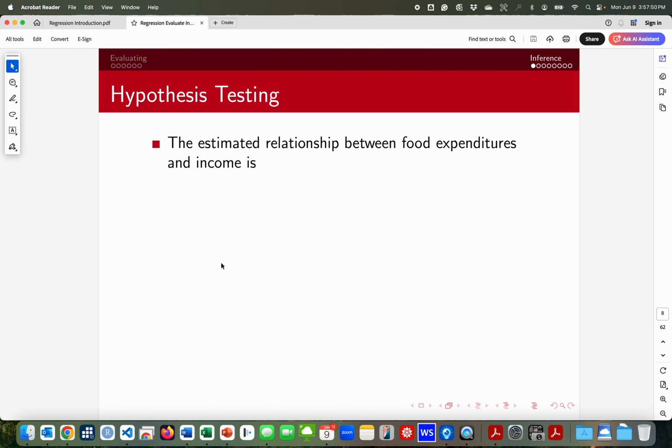All right, so now we can think about hypothesis testing. And this is actually fairly straightforward because all the tests are already done for you. All you have to do is look at the p-values and know how to interpret a p-value.